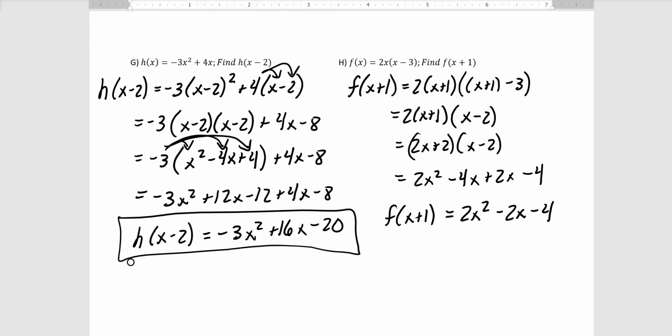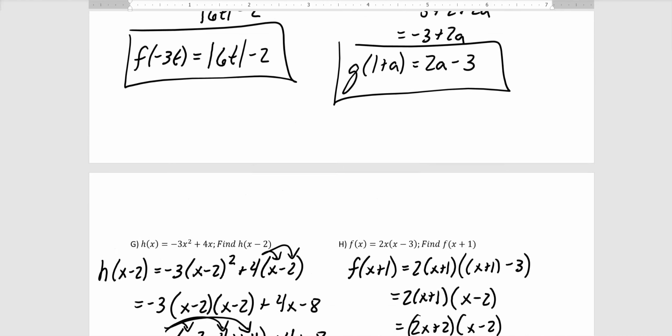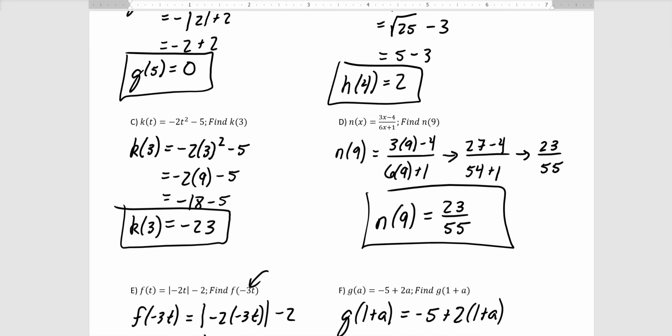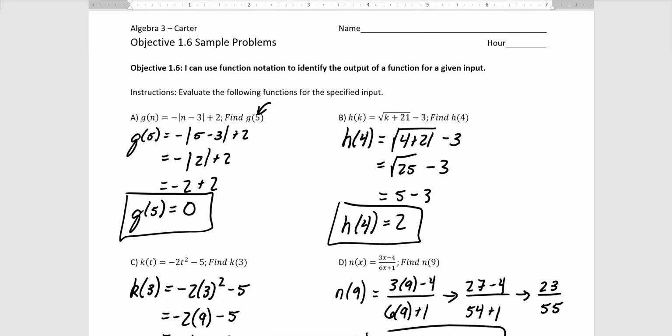Now you might be thinking, Mr. Carter, should we factor out the 2? Do we need to do that? No. Don't need to do any of that. We have fully simplified. They're not asking us to factor or anything like that. We're good. So we can call this good for letter H. And we can call that good for our Objective 1.6 sample problems. Hopefully you're feeling a little better about these. Let me know if you have any questions. Otherwise, go ahead and get started on those practice problems for 1.6.